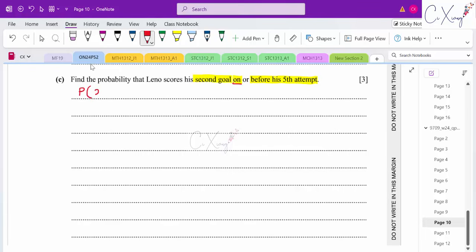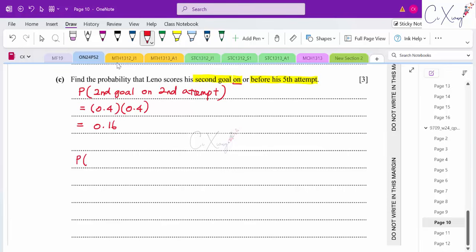So the very first possibility is I can have my second goal on the second attempt. Maybe some of you might want to ask why the second goal cannot be on the first attempt. Impossible. If you are having only one attempt, how can you get the second goal? How can you get 2 goals? So the first possible outcome is you get the second goal on the second attempt. That means the first goal in the first attempt, which is 0.4, then the second goal on the second attempt is also 0.4. So you're having 0.16.